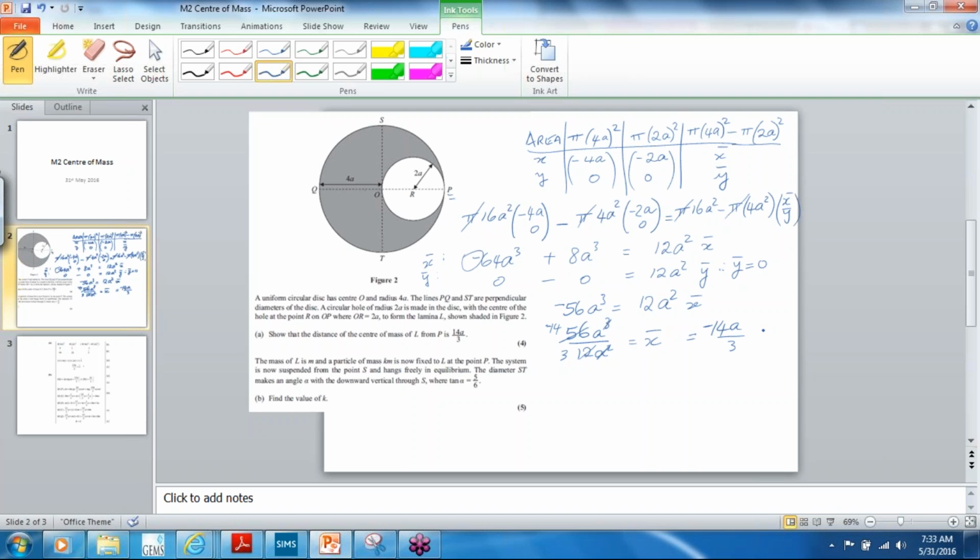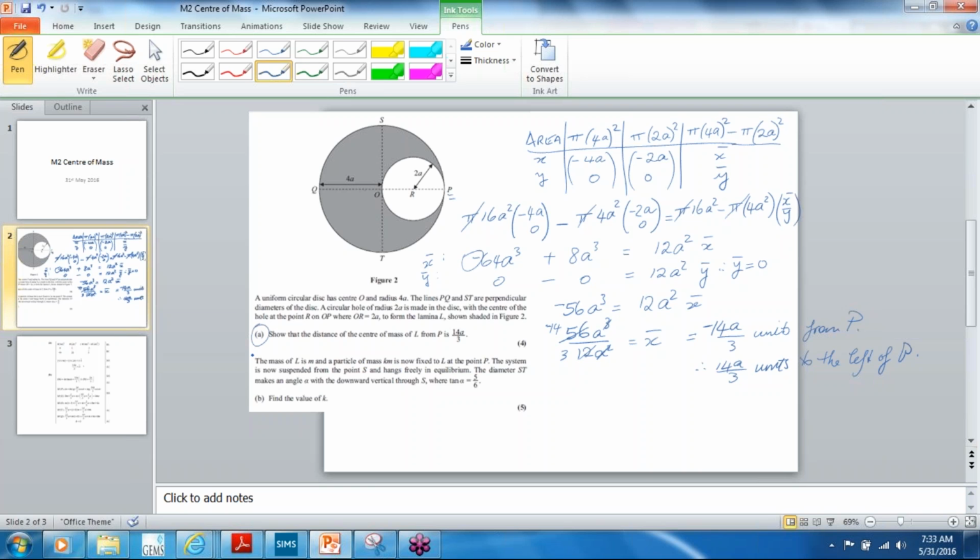And so therefore, units from P, we can say, because it's left, 14a over 3 units to the left of P. And that is what we were asked to find. Show that the distance of the centre of mass of L from P is 14a over 3.